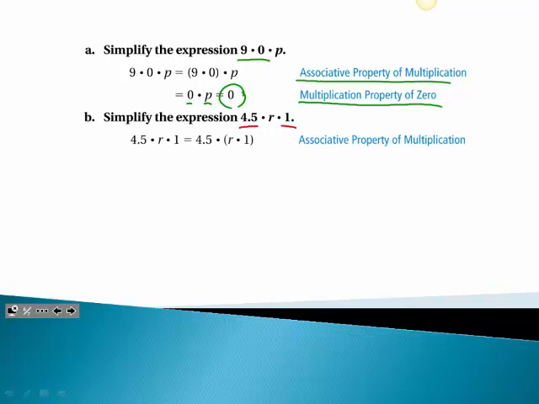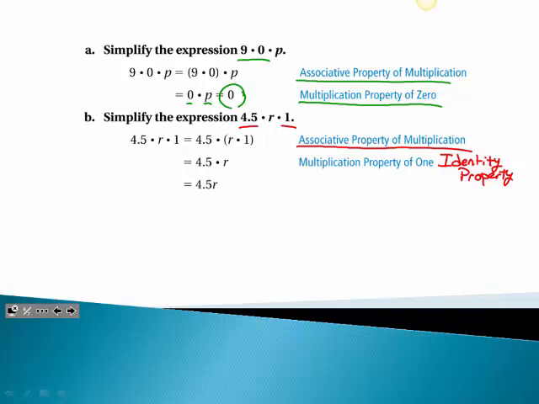So here we go. We're going to do the r times 1 first. That means we're going to put a parenthesis around the r and the 1. So we have to say that we use the associative property by adding those parentheses. Once we multiply it, r times 1 is still r. So that's the multiplication property of 1, or identity property, because it kept its identity of r. All right, 4.5 times r is just 4.5 times r. So that's the final answer there.